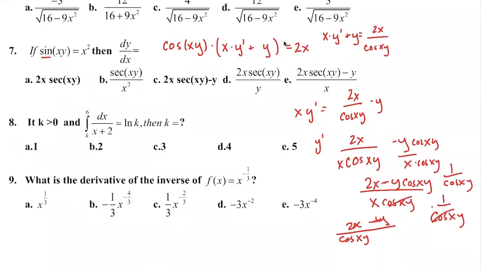All over x. Now, if you have 1 over cosine, what is that the same as? Secant. So then that is really e, because it's 2x secant of xy minus y all over x.